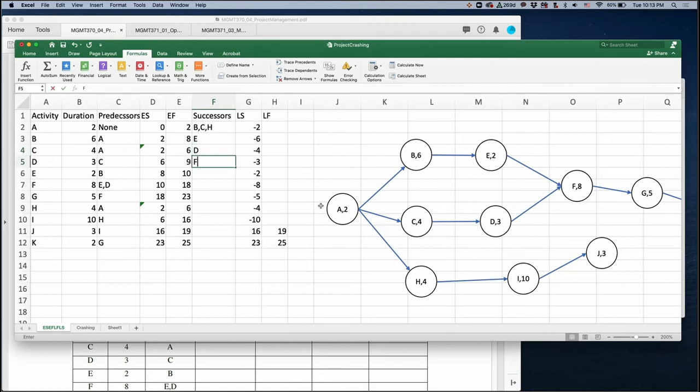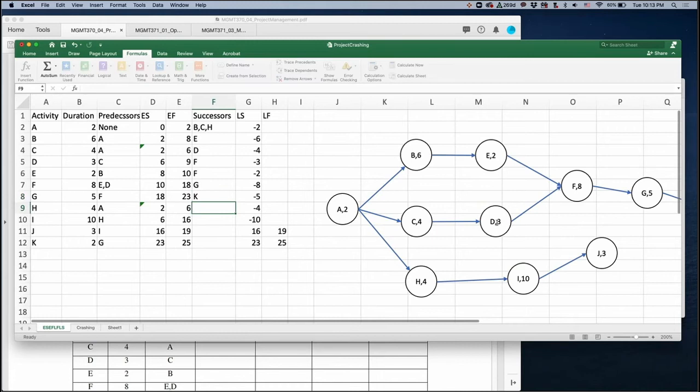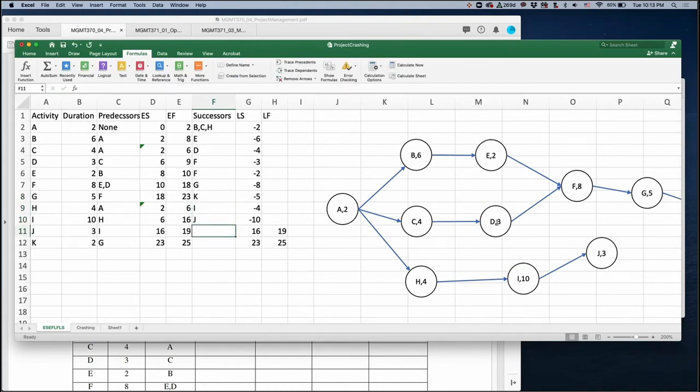For I, their successor is J. J wants to start at 16, which means their latest starting time should be this. How about I? For H, their successor is I. That means they have to finish at this point. For G, their successor is K.